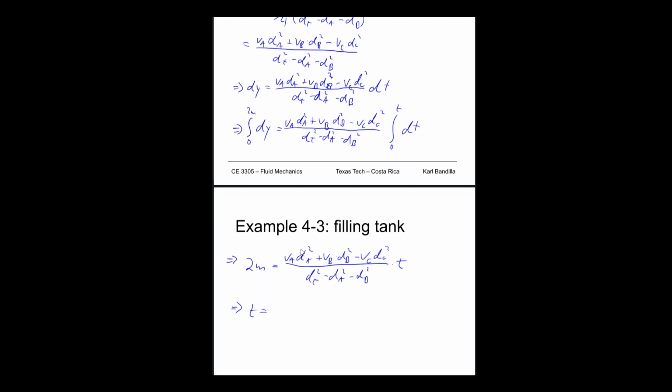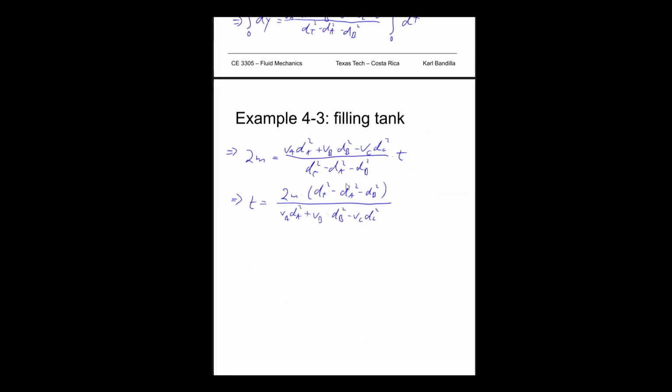And so we'll have 2 divided by all this. If we're dividing by this and multiplying, so we have 2 meters times dt squared minus dA squared minus dB squared, divided by VA times dA squared plus VB times dB squared minus VC times dC squared. All right, and that is now all that we need, right? All these values are known, so we can plug them in.